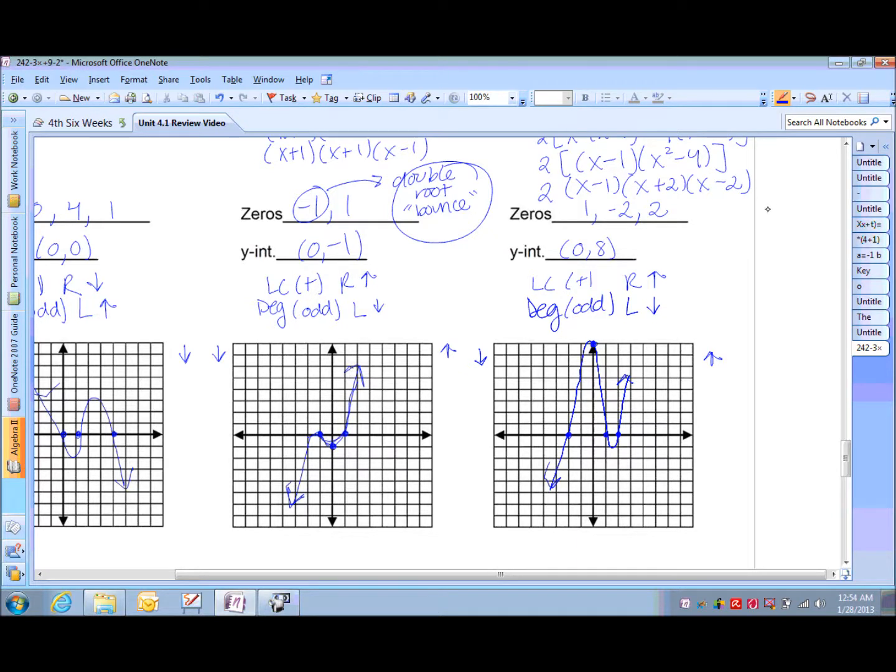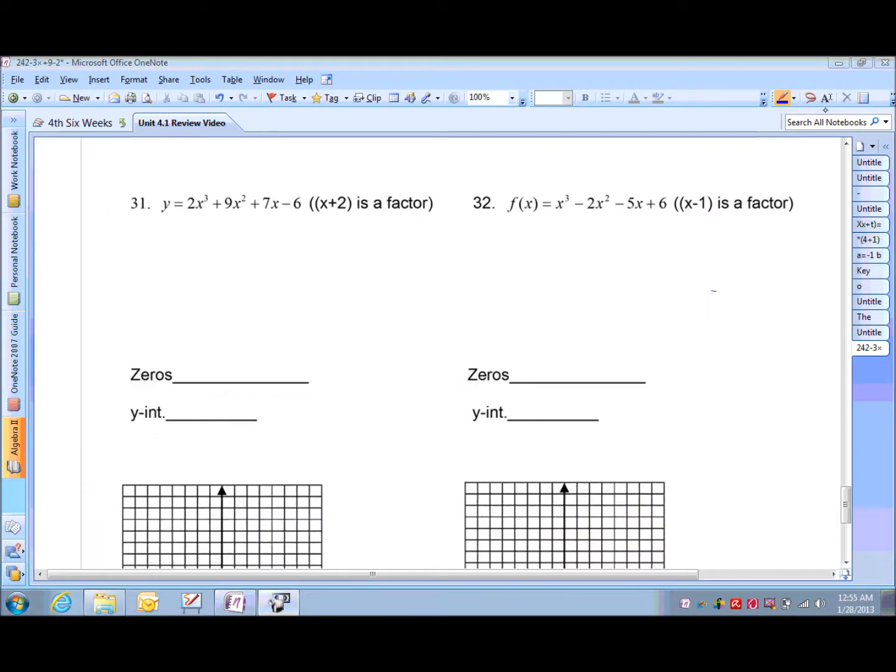All right, let's move on to the last two problems. Okay, in problem 31, they give us a polynomial, and we're supposed to graph a sketch of the polynomial. And they give us a factor. They tell us x plus 2 is a factor.